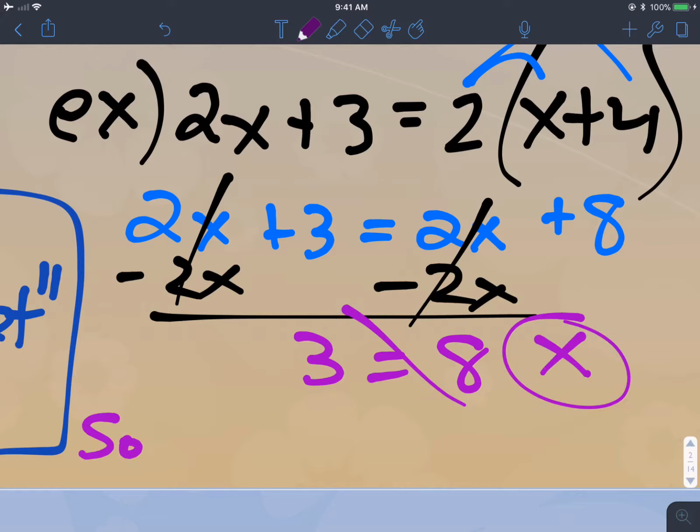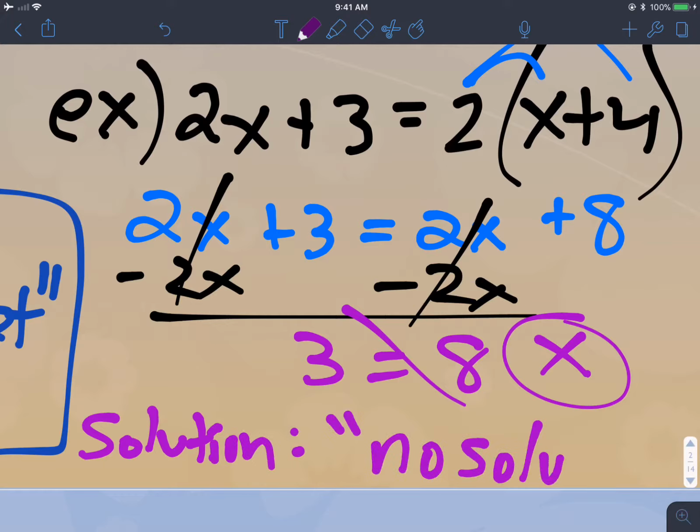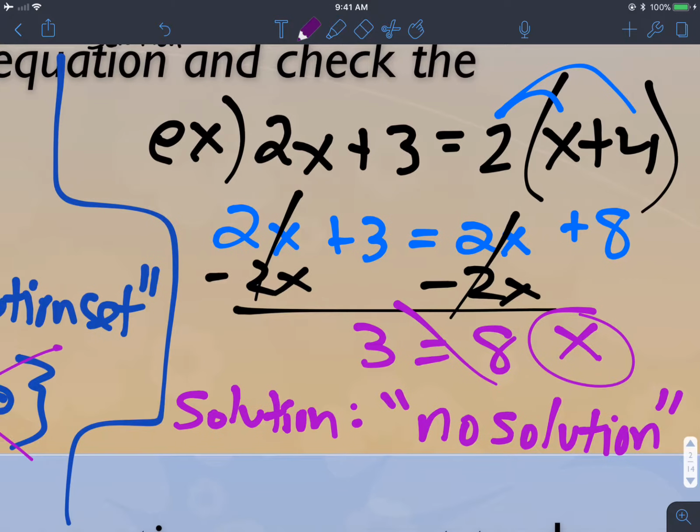And the solution would be, well, you're really going to say no solution. Okay, those are your 3 possibilities.